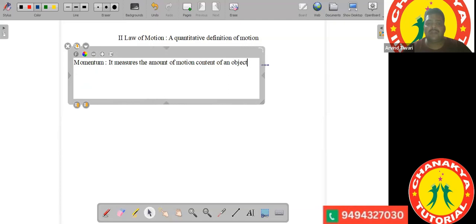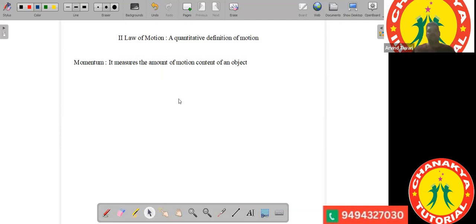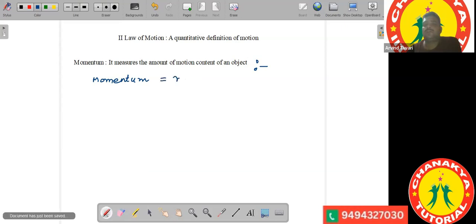First we understand what is momentum, and then we'll apply this knowledge. In the second law of motion we have to understand what is momentum. It is the amount of motion content in an object, and it depends on two factors: mass and velocity. So momentum is equal to the product of mass and velocity. Many times you will directly find the definition of momentum as the product of mass and velocity.